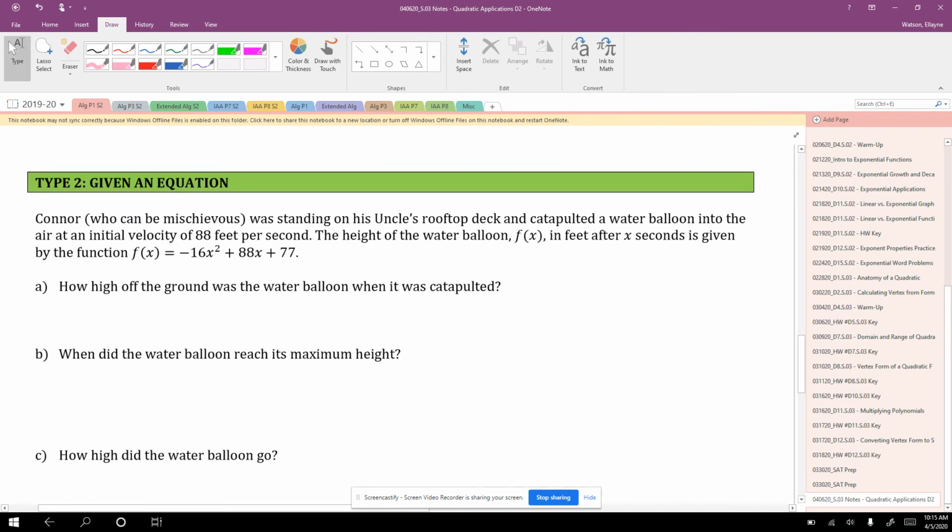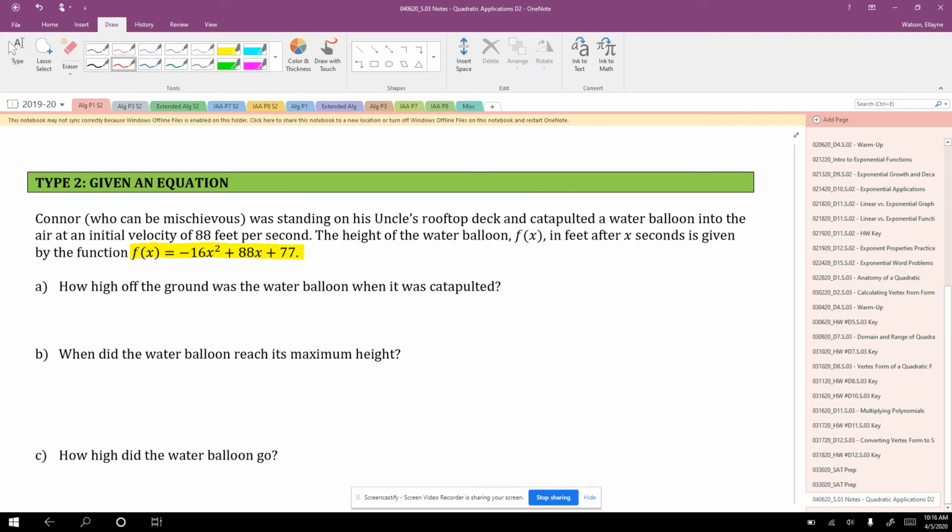Now, what happens if you're not given the graph, but you are given the equation? Okay, so you can't just look off the graph. You're going to have to do a couple calculations on your own here. So first up, we have Connor, who can be mischievous, was standing on his uncle's rooftop deck and catapulted a water balloon into the air at an initial velocity of 88 feet per second. The height of the water balloon, f of x, in feet after x seconds is given by this function. Okay, so no graph this time, all right?